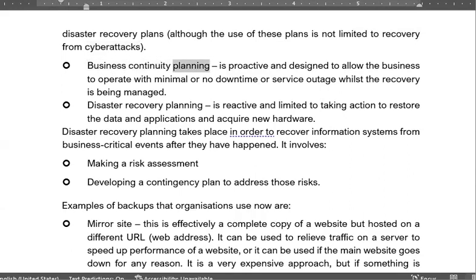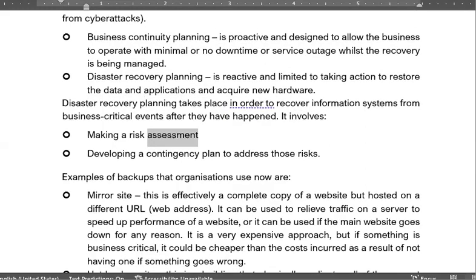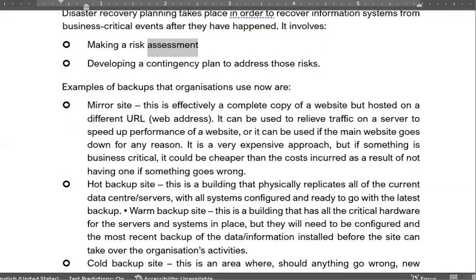Business continuity planning is proactive and designed to allow the business to operate with minimal or no downtime or service outage whilst the recovery is being managed. Disaster recovery planning is reactive and limited to taking action to restore the data and applications and acquire new hardware. Disaster recovery planning takes place in order to recover information systems from business critical events after they have happened. It involves making a risk assessment, developing a contingency plan to address those risks.